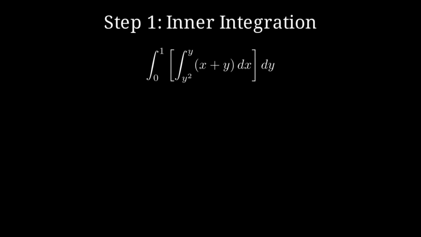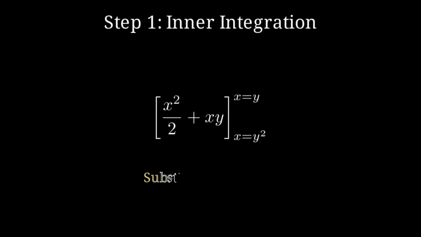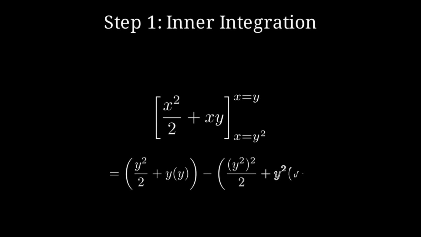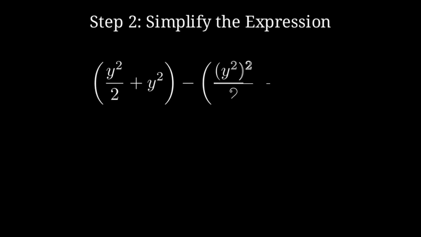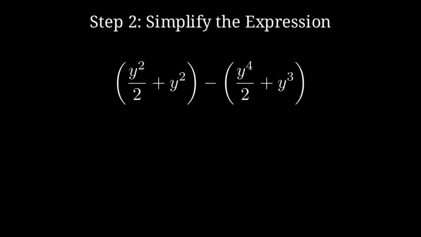First, we integrate x plus y with respect to x. This gives us x squared over 2 plus xy. We then substitute our upper limit y and our lower limit y squared into the x variables. After substitution, we simplify the expression. Combining like terms, we get a polynomial in terms of y. This expression represents the area of our horizontal slice at any height y.